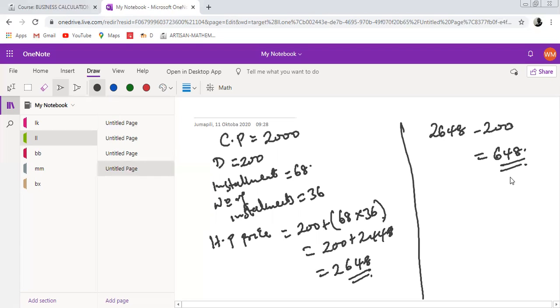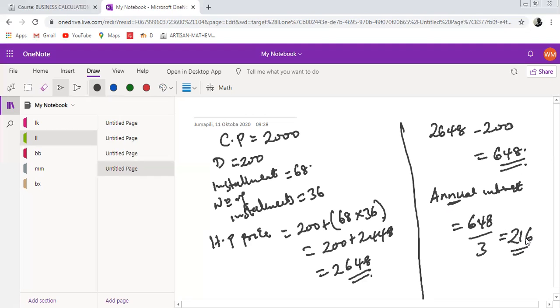And now you are told, what was the annual flat rate of the interest charge? Remember, this interest was for the 36 months. Annual here means per year. This interest was paid for a period of 3 years. So it's going to be 648 divided by 3, so that we can get the interest that was paid in 1 year, which is 216.